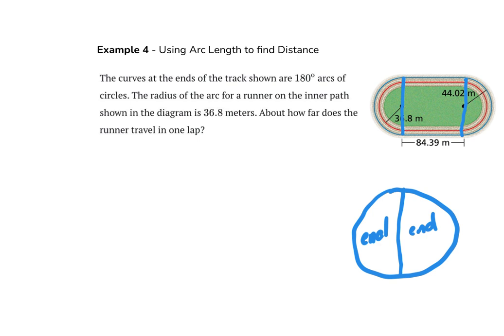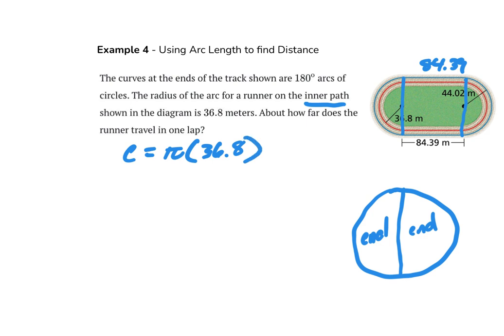Okay, they're asking me how far around the track would I go if I take the inner path. The inner path is this red, and I know yours isn't color coded, but it's the inner part of that track. Okay, and so it would be 84.39 on either side. Okay, both sides of the rectangle. And then for the circumference, it's going to be pi times 36.8.